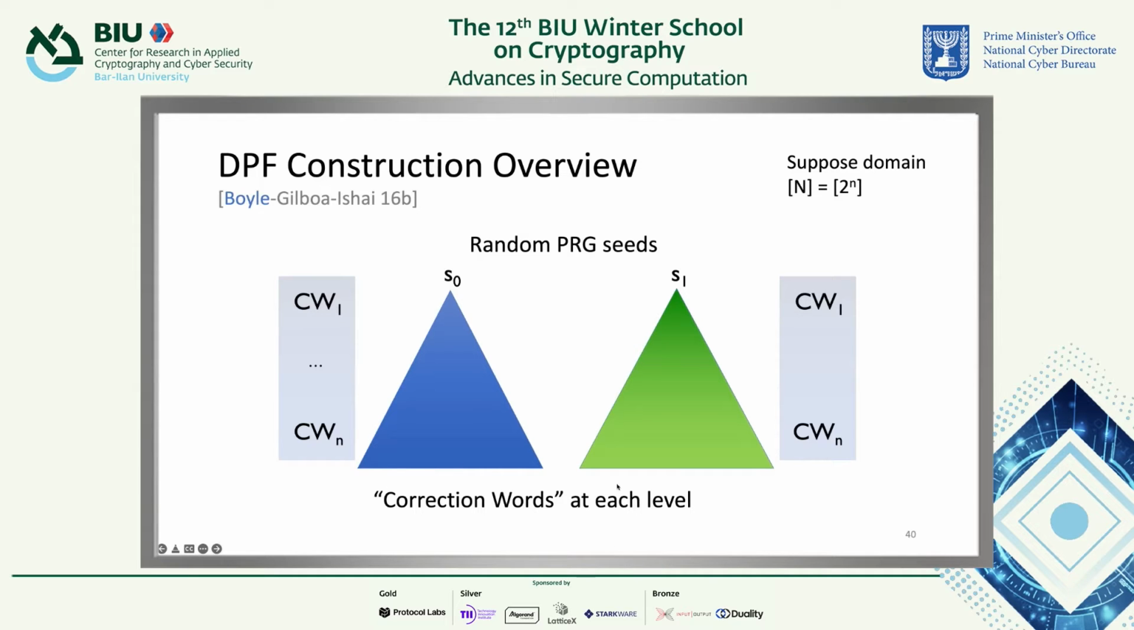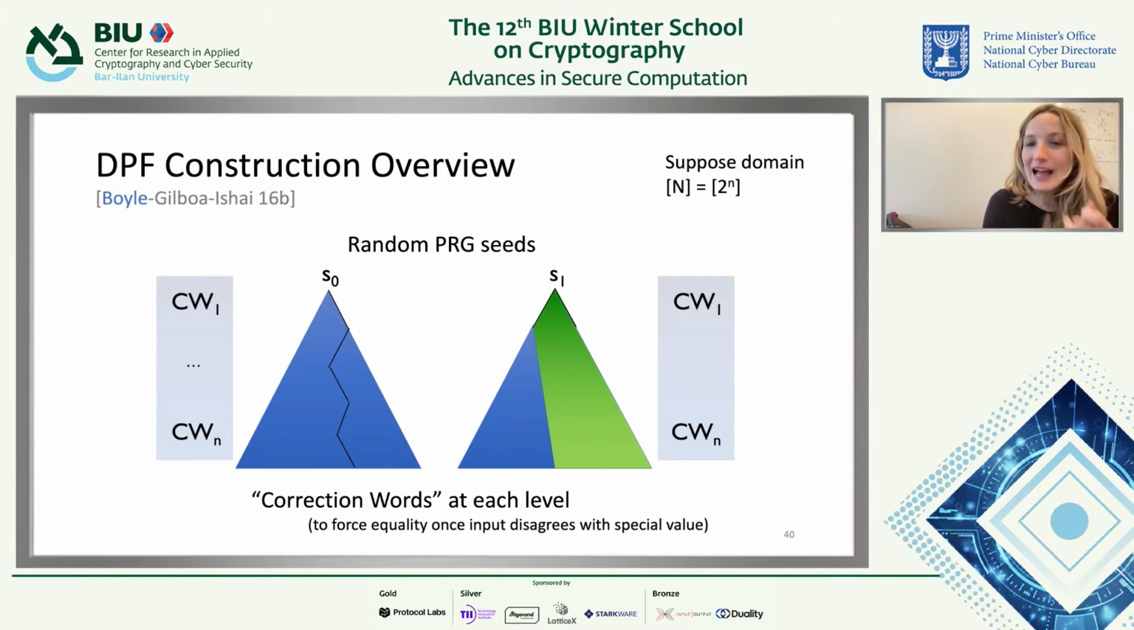This is not what we want, but what we want, remember, is effectively secret sharing of something that's equal almost everywhere, but is different at exactly one special point, which corresponds to the special point function point alpha. And how this will be executed is by giving so-called correction words, the CW_i at each level, that will somehow force equality of the 2 sides as soon as you leave the path that agrees with the special value.